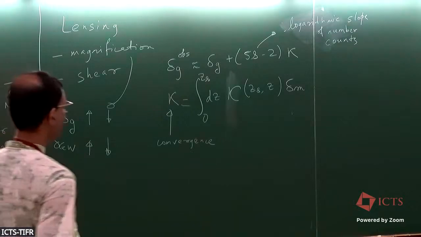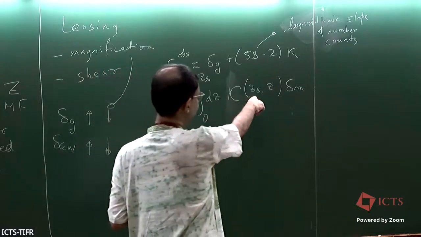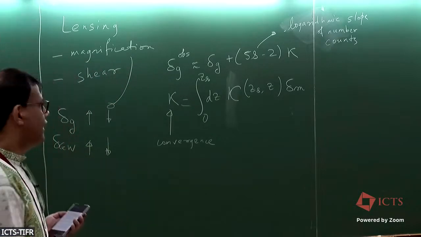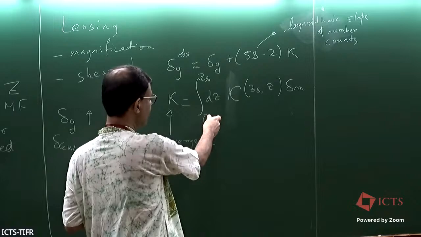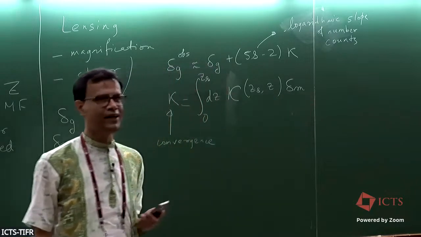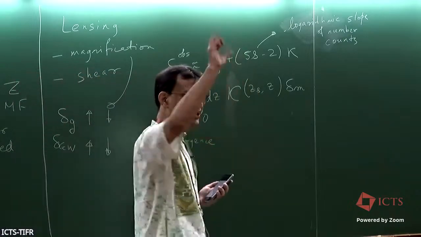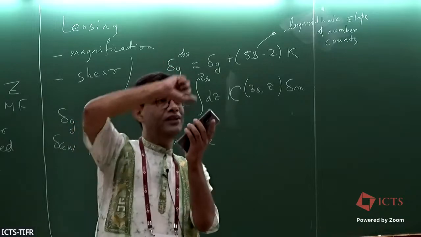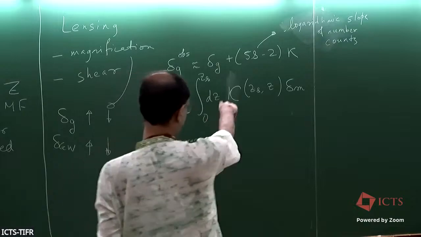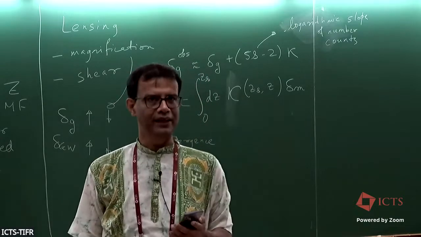So what is happening is, imagine the source is at redshift ZS, then the lensing will be contributed by everything between 0 and ZS, and the corresponding matter density will appear here. And this is a kernel which depends only on the geometry, like what is the difference between the co-moving distance between the lens and the source, and so on. So this is a complicated factor, but it's a known factor, and that is what appears here.